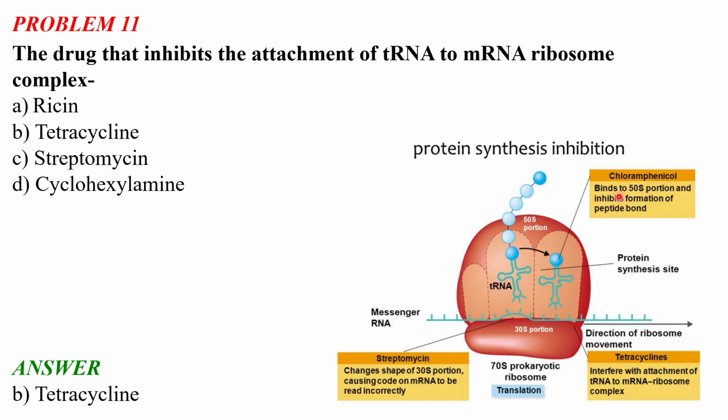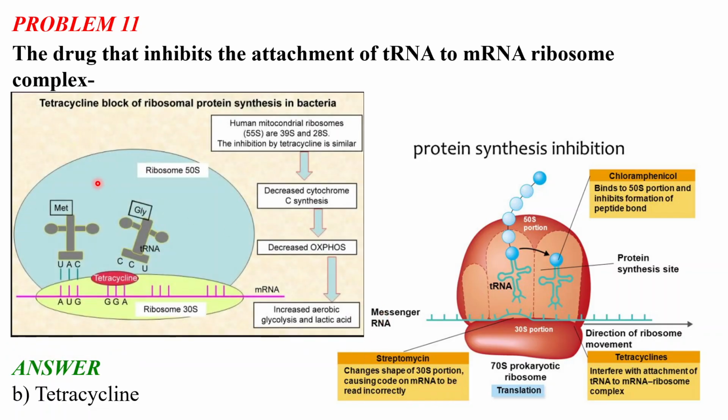Remember that chloramphenicol binds with the 50S portion and inhibits the formation of the peptide bond. Tetracycline interferes with the attachment of the tRNA to the mRNA ribosome complex. Streptomycin changes the shape of the 30S portion, causing the code on the mRNA to be read incorrectly. So tetracycline blocks ribosomal protein synthesis in bacteria.